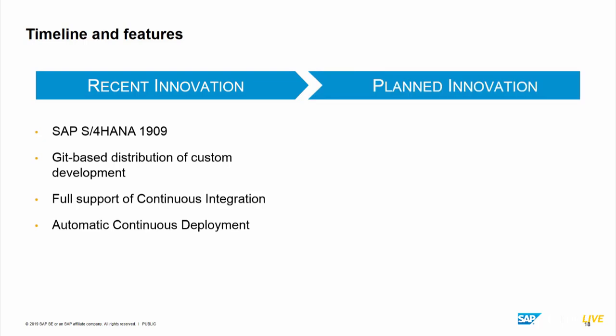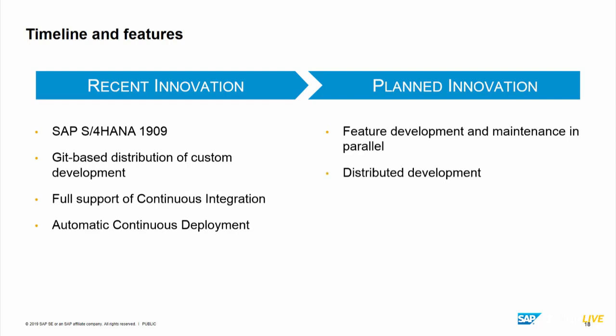What are planned innovations for the future? What I showed you, the feature development and the maintenance in parallel, we want to enhance this. Also, the use case of distributed development we will enhance. What is missing up to now is customizing support. Table entries are hard to cover with Git, so this needs some enhancements. So in future you can also transport your customizing with Git.